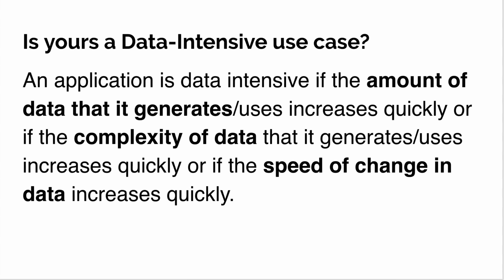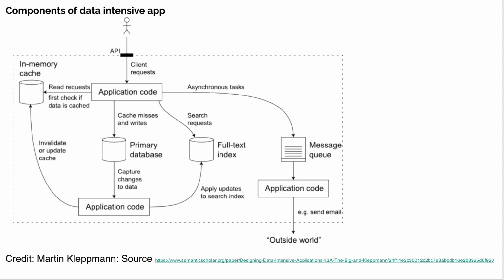Typically, big websites like LinkedIn, Facebook, Google, they are data intensive. They have millions of users coming and using their websites daily. And so to build such a system requires very different skill sets. A typical data intensive application looks like this. These are the typical components in the architecture.